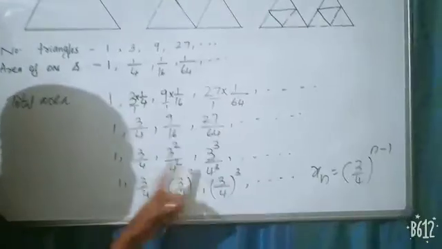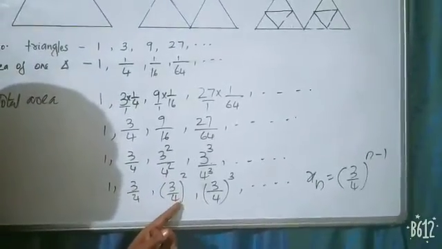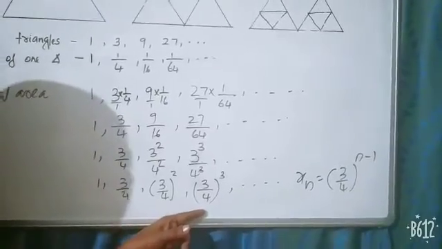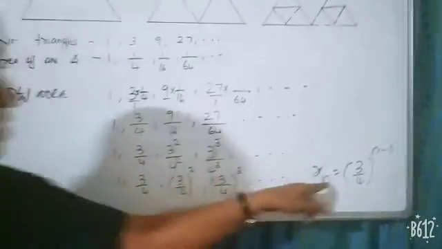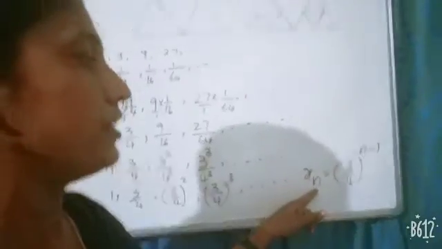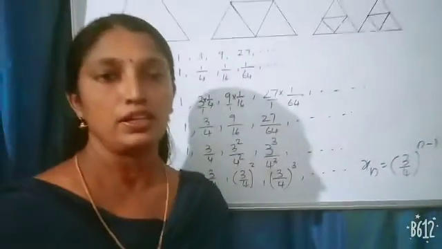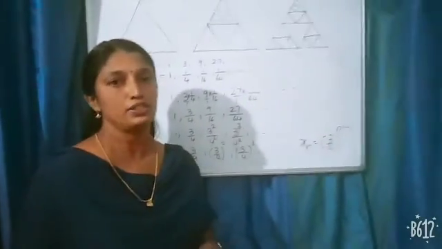See, we are connecting the positions. This is the third position. So power is 2. Fourth position, fourth term, power 3. So the nth position power will be 1 less than this, n minus 1. So we got the nth term of this sequence. That is the algebraic expression of this sequence.